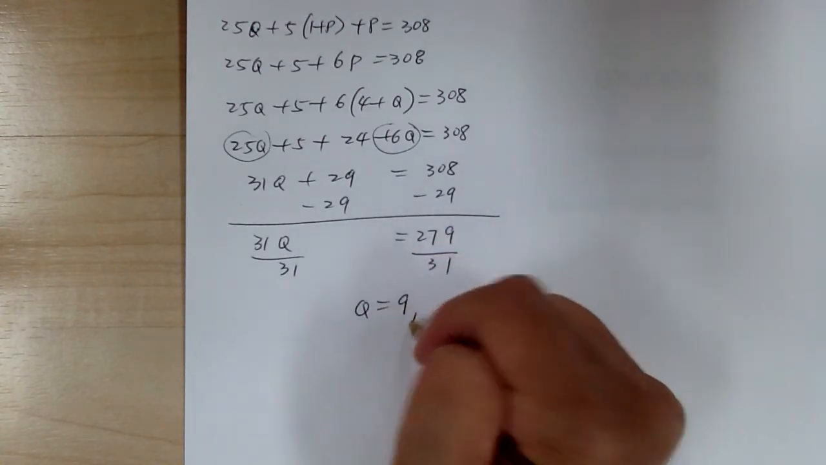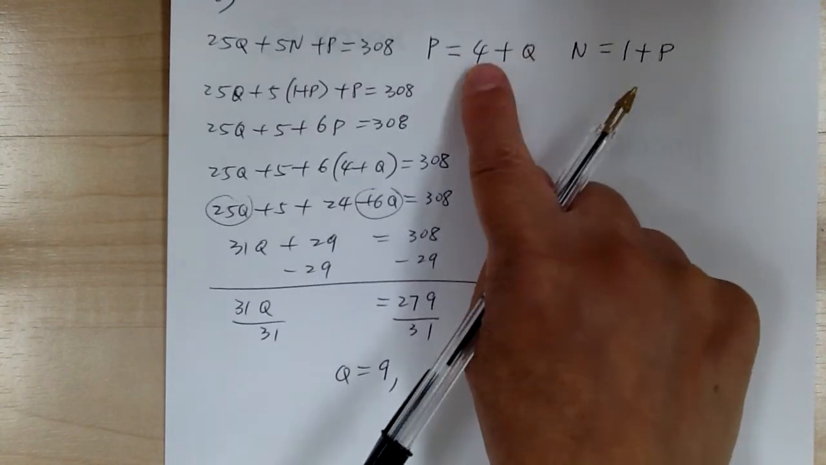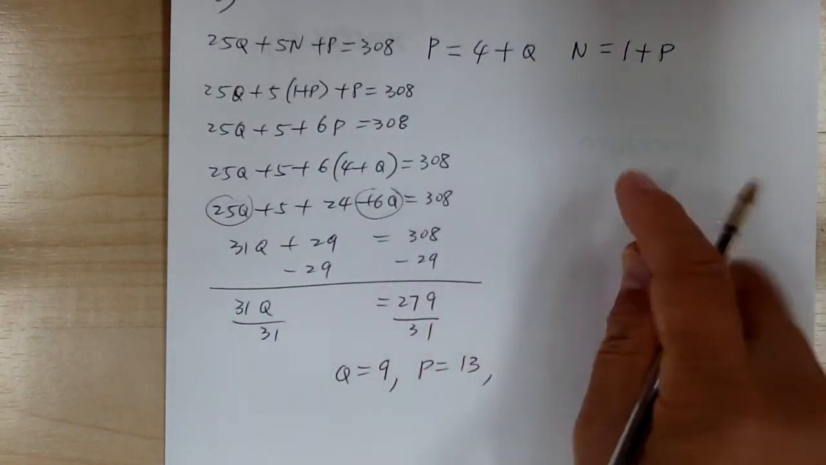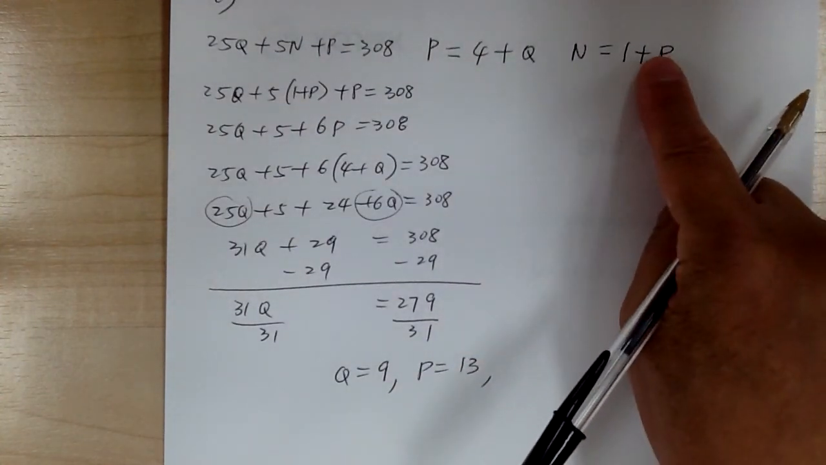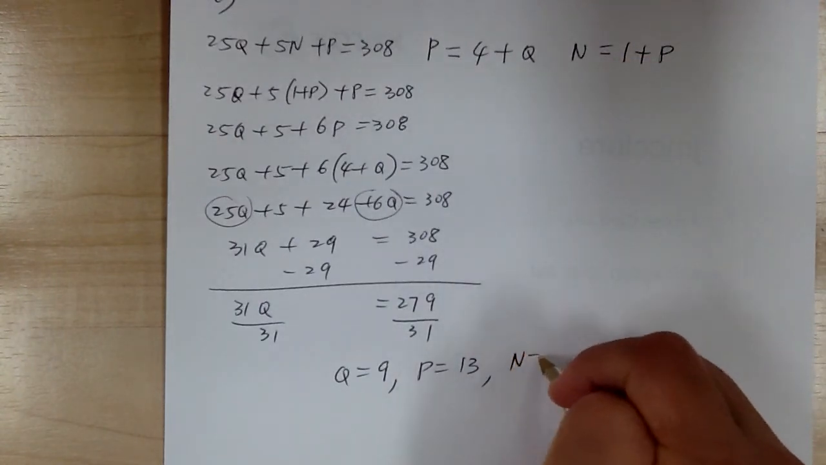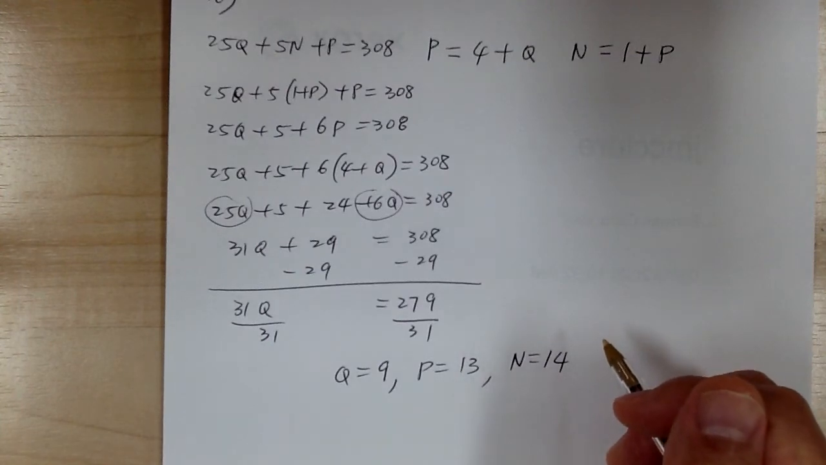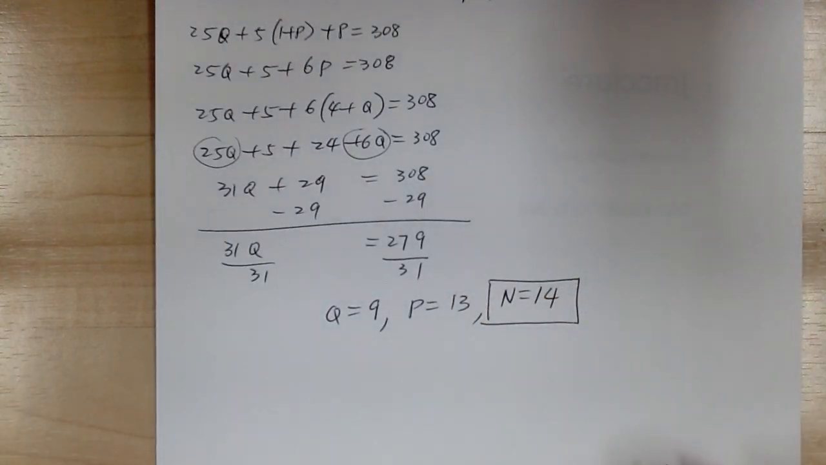And once you find q, you can substitute into here. So 4 plus 9 will give you 13. So p equal to 13. And once you find p, you can substitute into here. So 13 plus 1 will give you 14. And again, go back and answer the question. They ask you for the number of nickels. So that's it. They only ask for nickels.